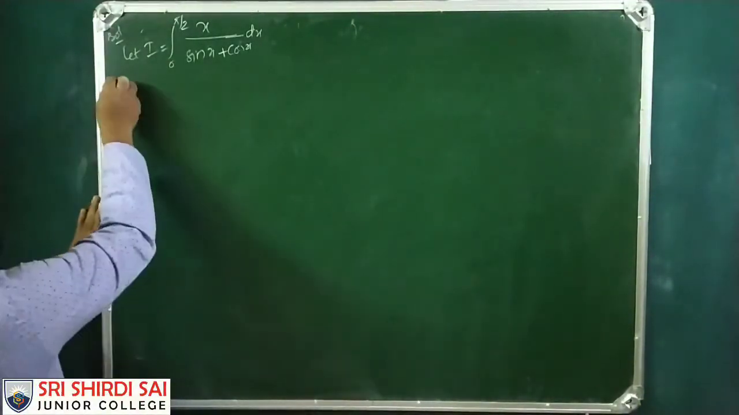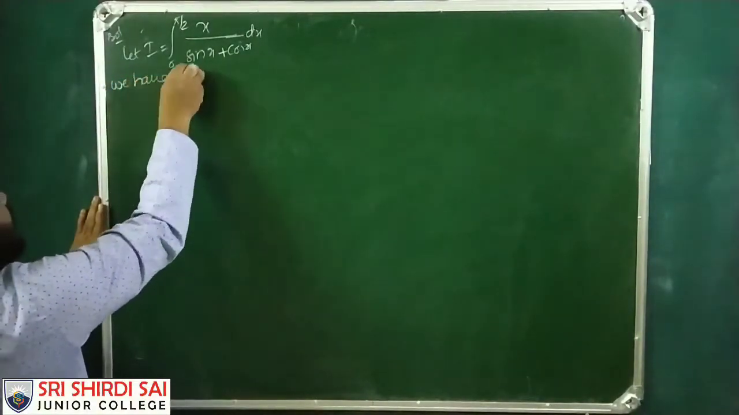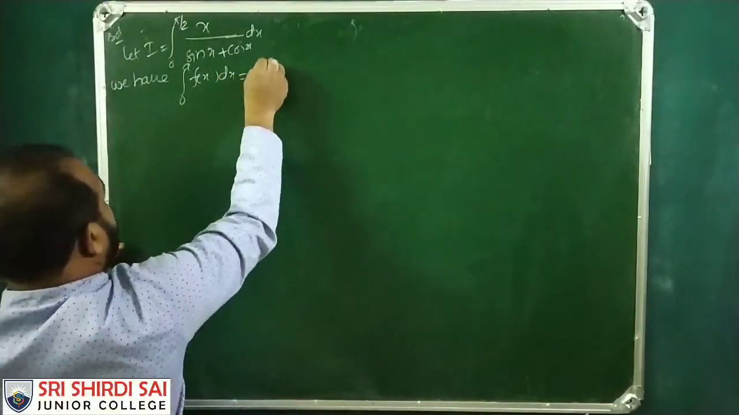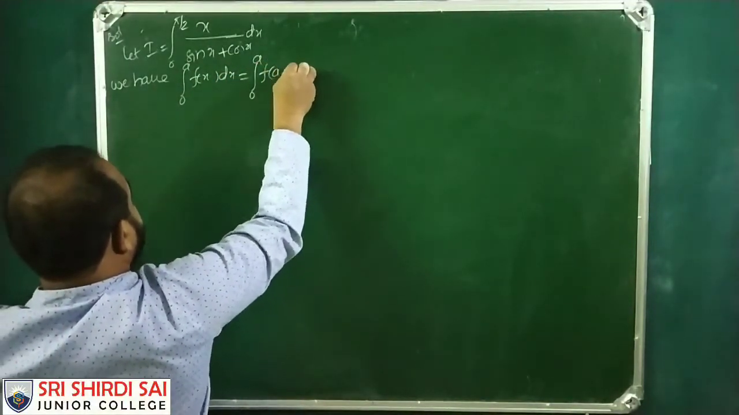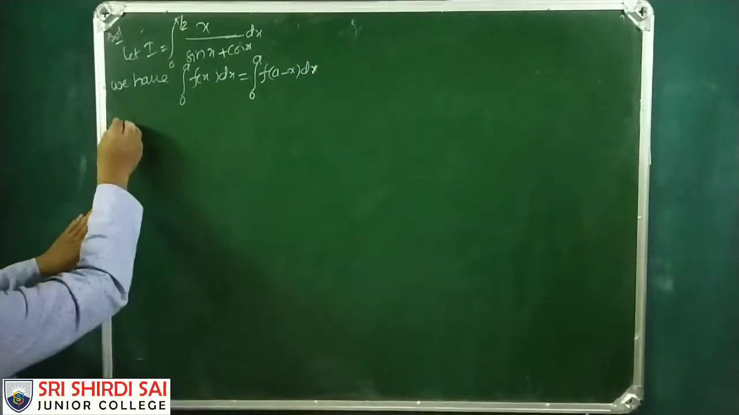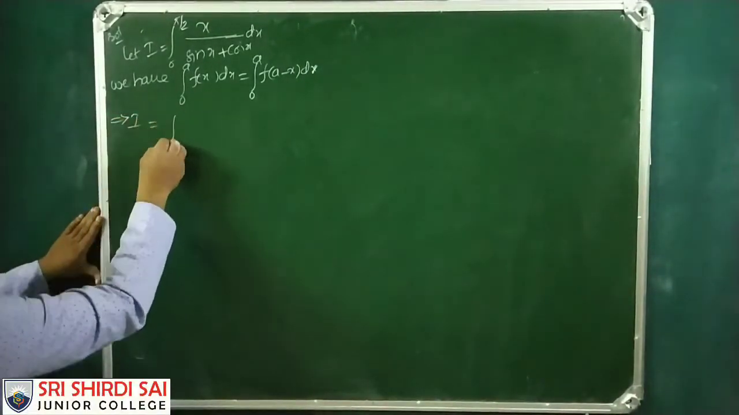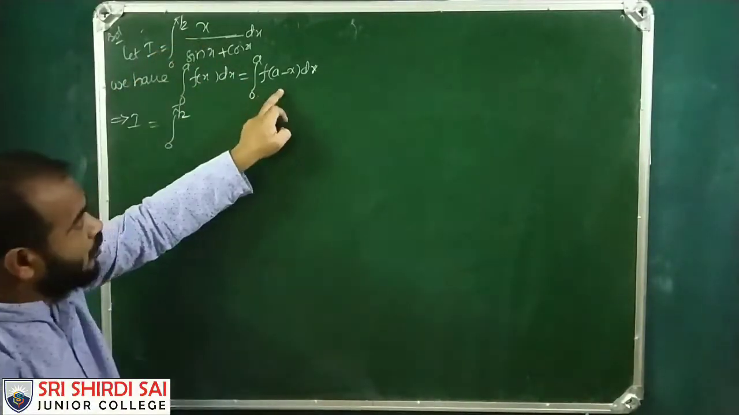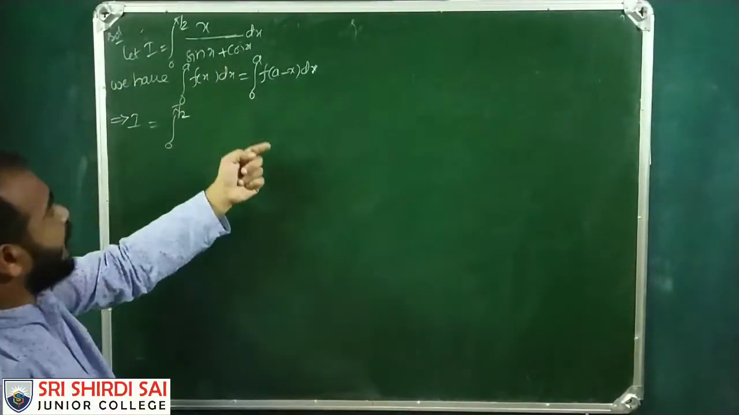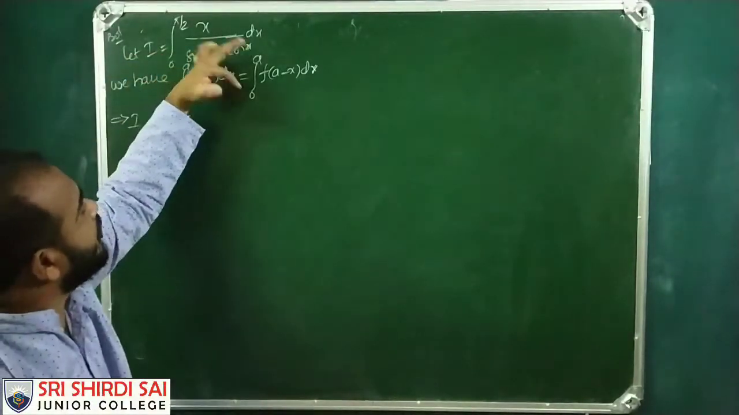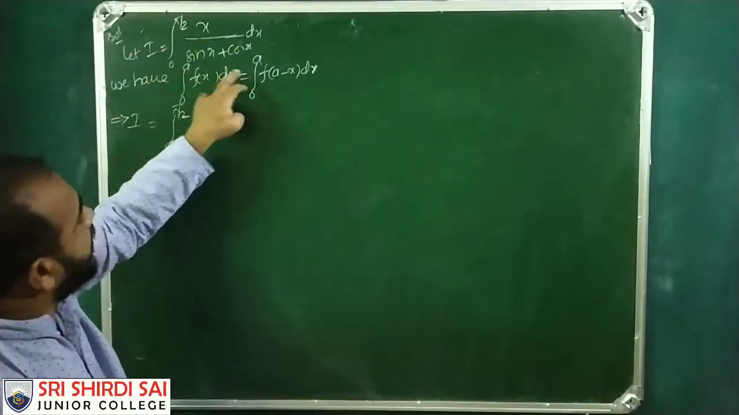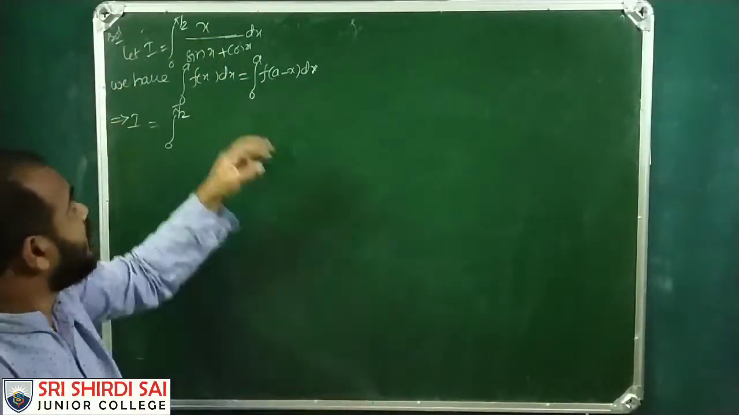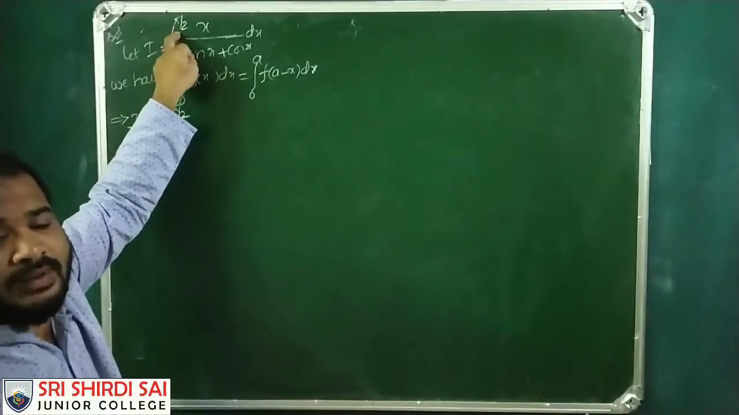So we have the property: integral 0 to a f of x dx is equal to integral 0 to a f of (a minus x) dx. So I is equal to the integral from 0 to pi by 2. In the place of x, according to this property, see what this property says: in the place of x, put upper limit minus x. In the same way, wherever you find x, simply substitute upper limit minus x, pi by 2 minus x.